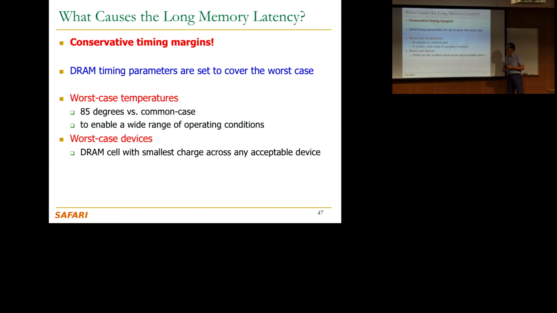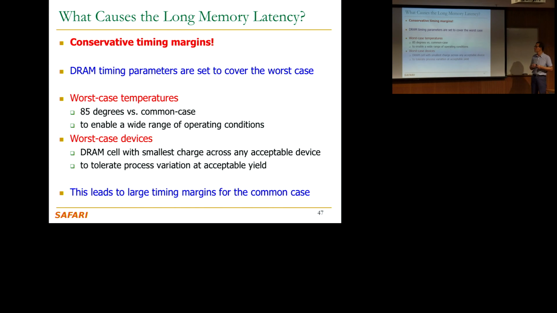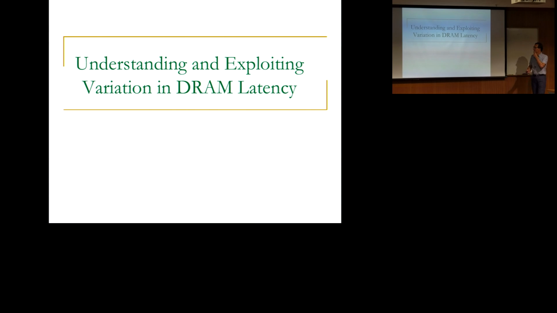And you want to cover the worst case devices. This means the DRAM cell with the smallest charge across any acceptable device; you're setting the latency based on that. And you want to tolerate process variation at acceptable yield. And yield is usually very conservative, right? You don't want to lose much yield because that directly affects your cost. As a result, this leads to large timing margins for the common case. The common case may be an average case device that's somewhere here in the distribution as opposed to here, and maybe average temperature. Of course, temperature varies widely depending on the devices, but in some devices, the temperature is relatively low. So basically, you want to understand and exploit variation in DRAM latency.